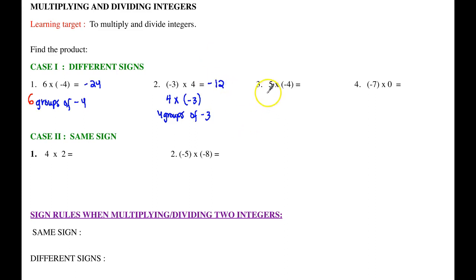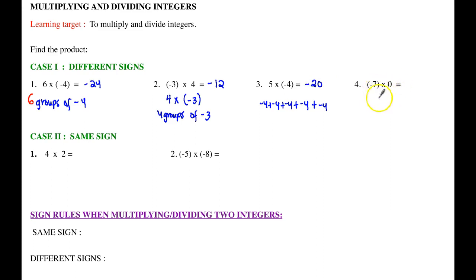Okay. Number 3 is just the same as this one now. You have 5 groups of negative 4. So again, that's just repeated addition. I'm going to write this out here. Negative 4 plus negative 4 plus negative 4 plus negative 4. How many do we have now? 1, 2, 3, 4. Then plus negative 4. So all together, you have negative 20.